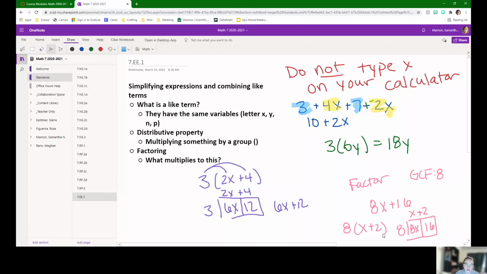If you have questions on learning how to do that calculator skill, reach out to me, Miss Eastman, Miss Figueroa, Mr. Jordan, Miss Kitching, whoever you need to reach out to, and we can talk more about that calculator skill. But that is it for standard 7.EE.1.